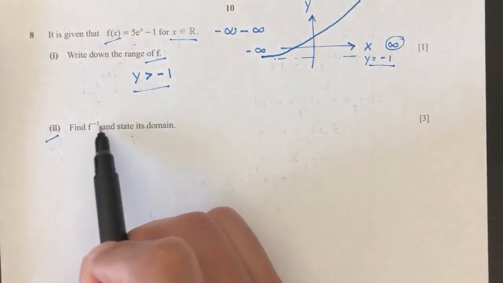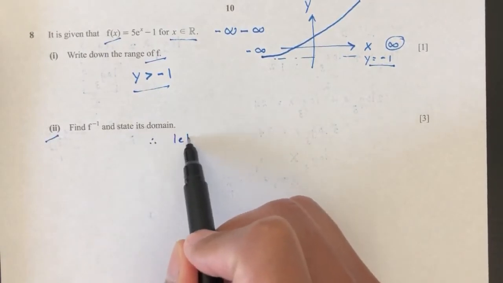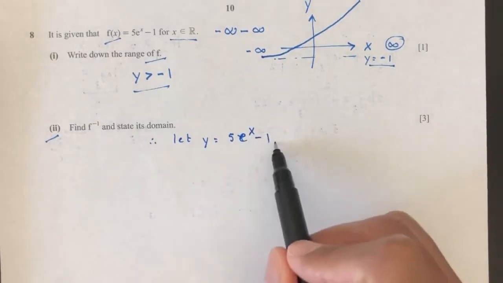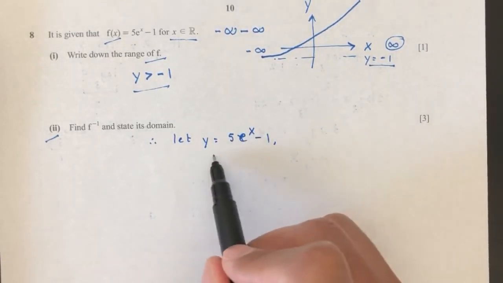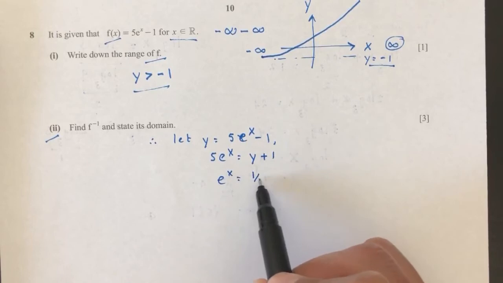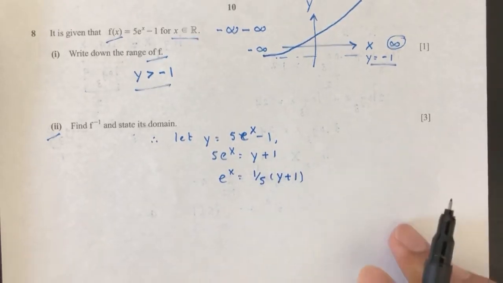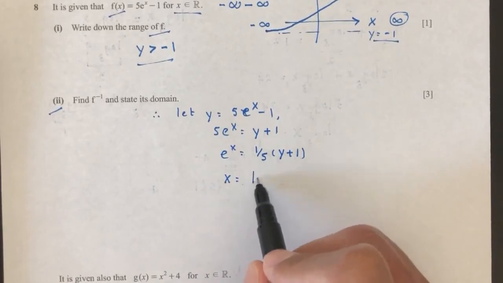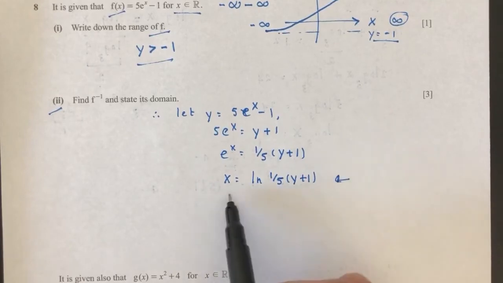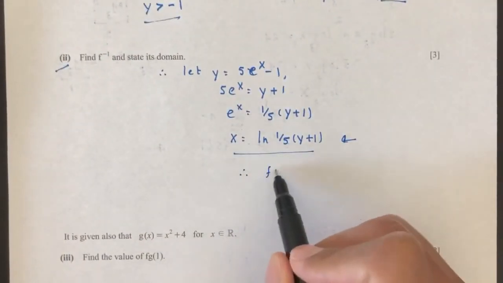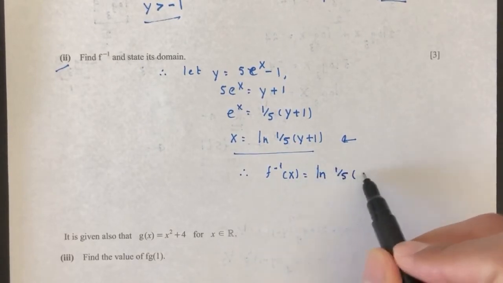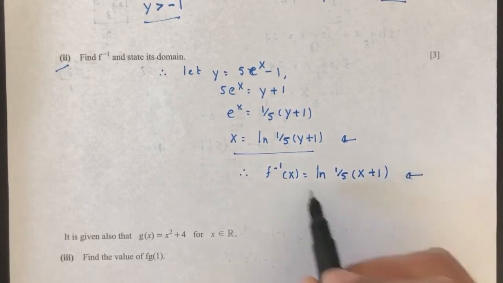Now for part 2, find f inverse. So first step is always let y equal to 5e^x minus 1. Now we have to make x the subject of the formula. So 5e^x equal to y plus 1, e^x equal to 1 over 5 times (y plus 1), and so x will be ln of 1 over 5 times (y plus 1). This will be the value for f inverse. So f inverse will be in terms of x. That will be ln of 1/5 times (x plus 1). That will be f inverse.